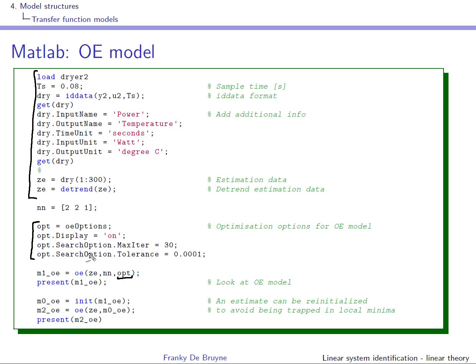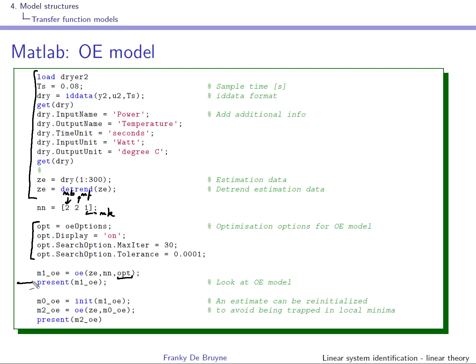So nb here is nb, and this is nf, and again this is nk, the delay. So the order is different. Okay, nb appears first, so this is the numerator polynomial and this is the denominator polynomial.